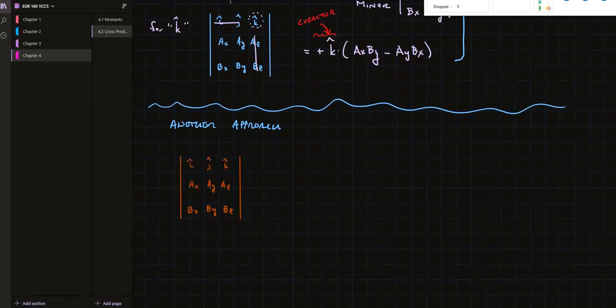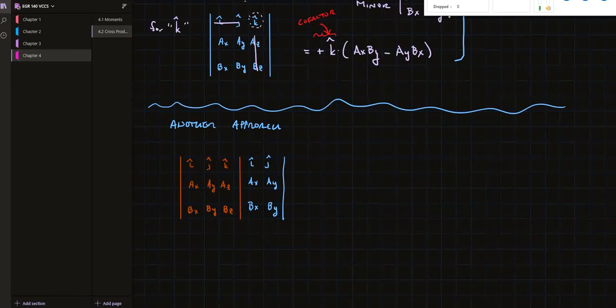In this approach, you need to rewrite the first two columns over here again. So this will be ax, ay. You want to keep this as neat as possible because it's easy to screw up.